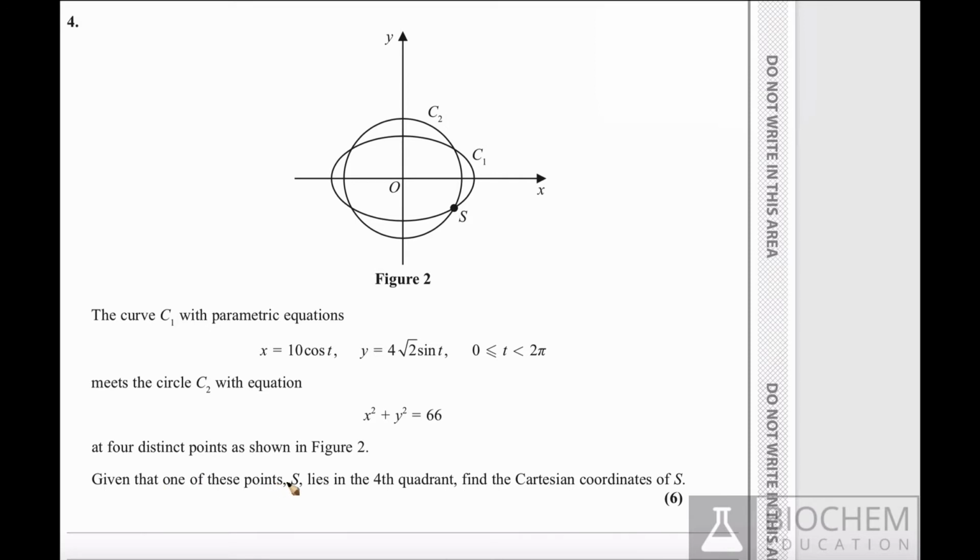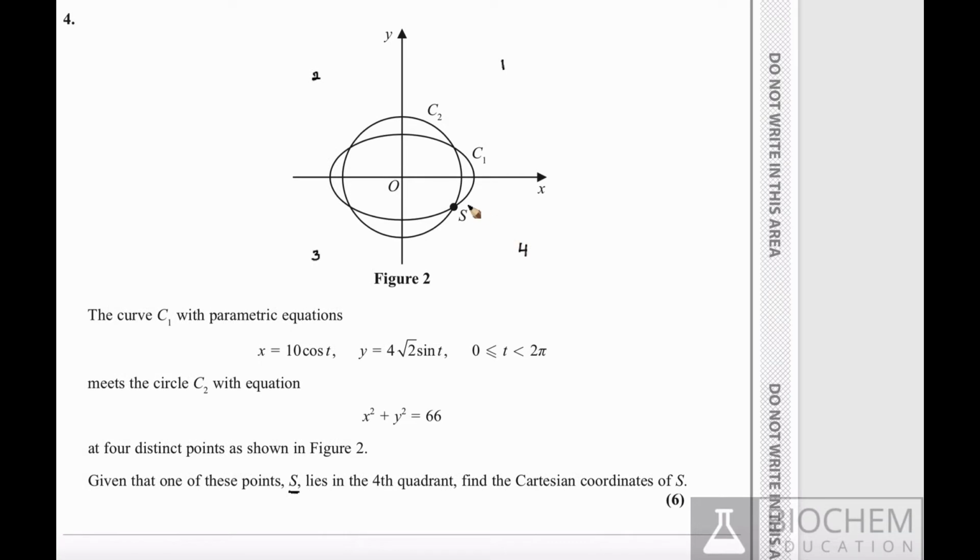Given that one of these points, S, which is labeled here, lies in the 4th quadrant, this is the 1st quadrant, this is the 2nd, that's the 3rd, and that's the 4th, and S lies in the 4th quadrant, find the Cartesian coordinates of S. So what does Cartesian coordinates mean? It means the x and the y value.